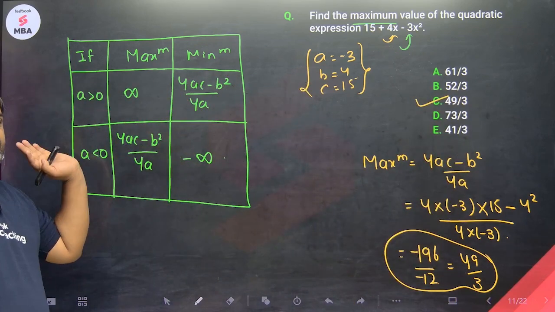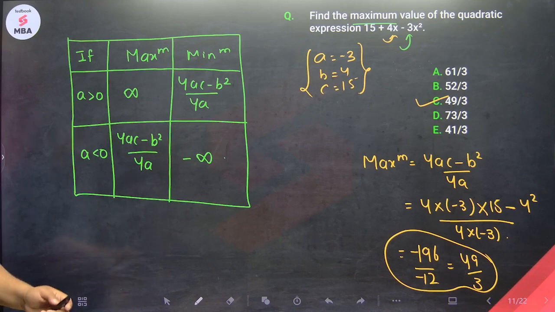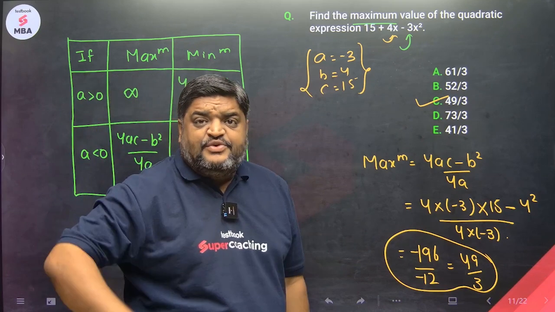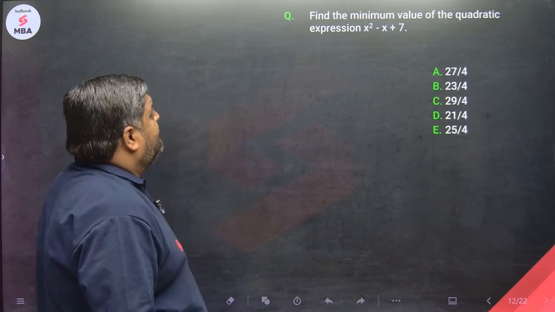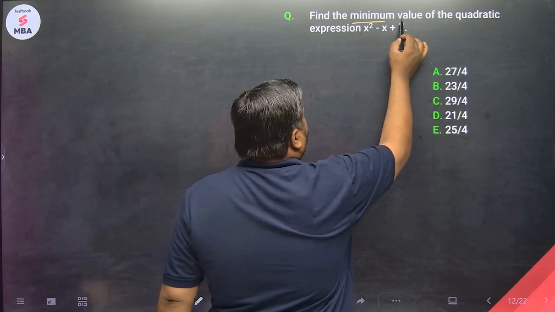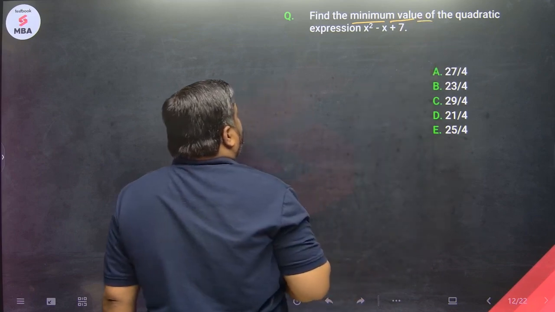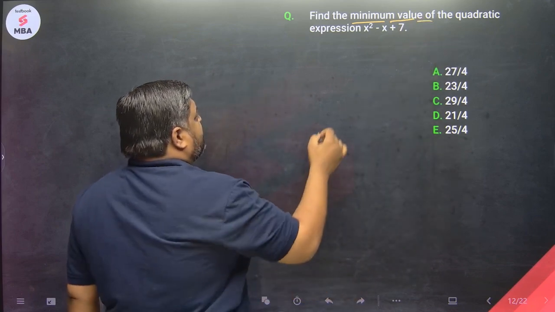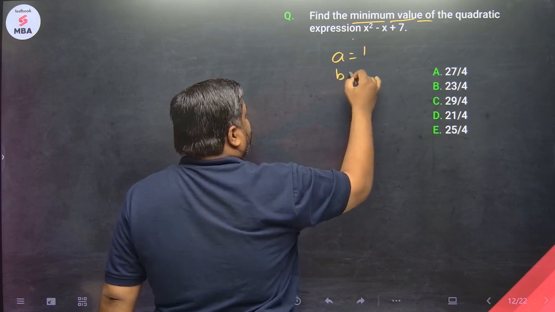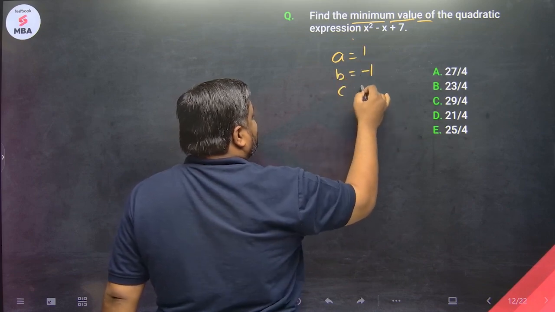Just note down this table. This is really very helpful. Let us jump to the next question. On the same lines, you are asked to find the minimum value of the expression. Okay. Here A is positive. The value of A is 1, A is positive, B is -1, and C is 7.